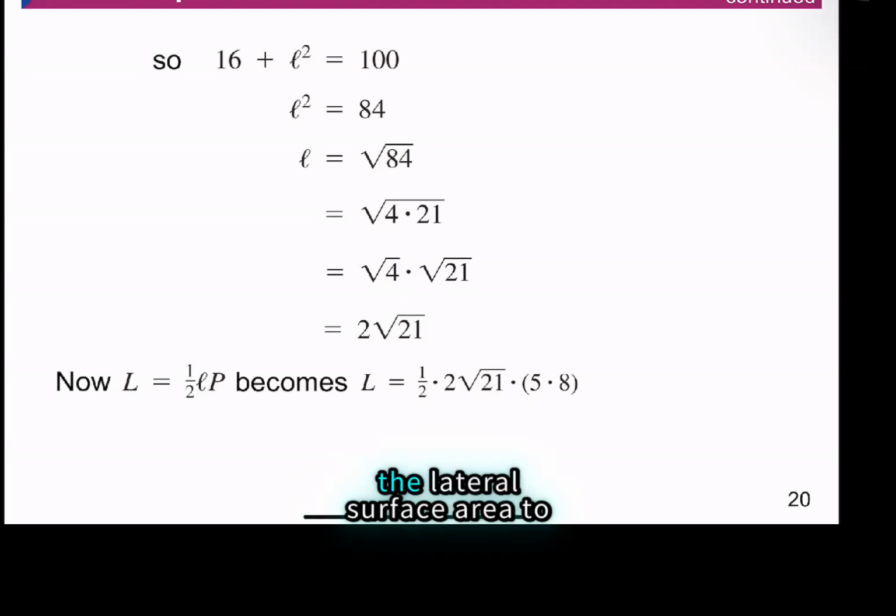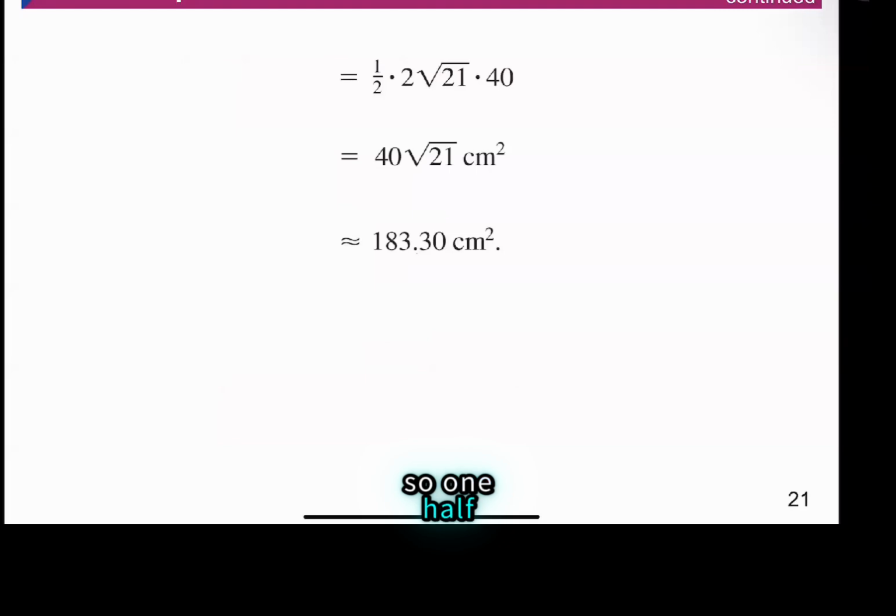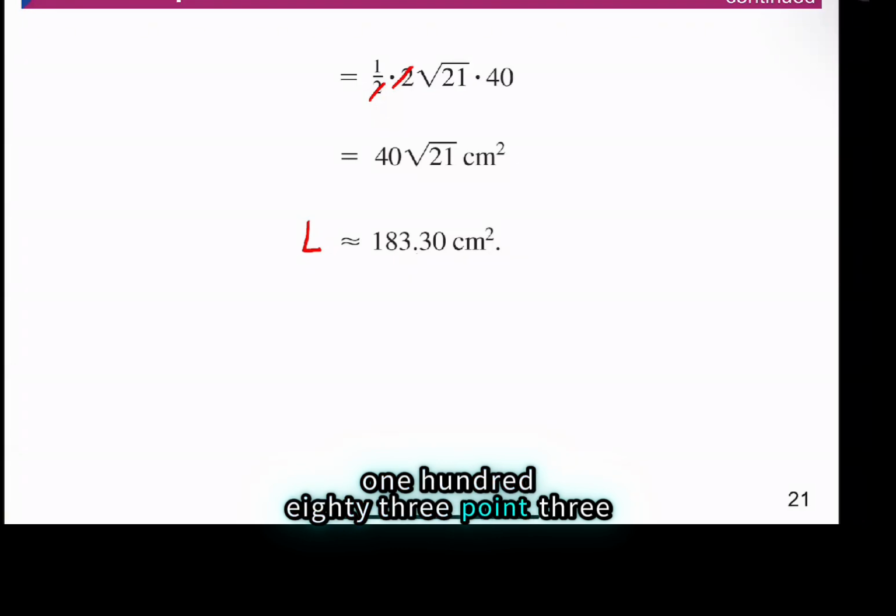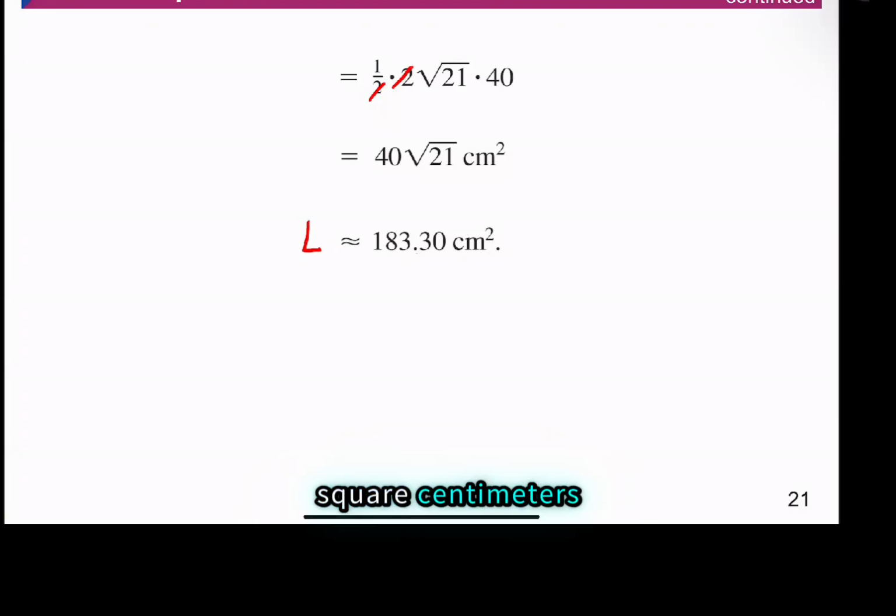So we have the lateral surface area equal to 1/2 of 2 square root of 21 times 5 times 8. So 1/2 of 2 square root of 21 and 5 times 8 is 40. So we can cancel this out. So 40 square root of 21 square centimeters, which is equivalent to 183.3 square centimeters.